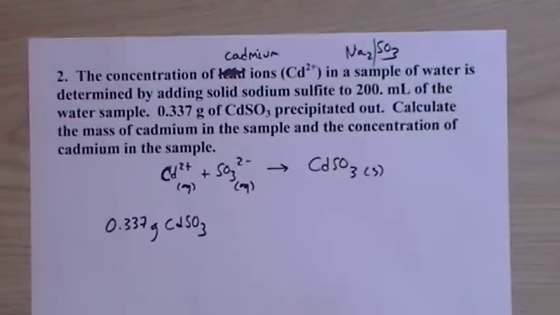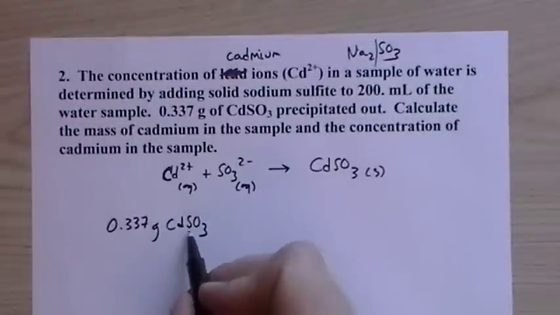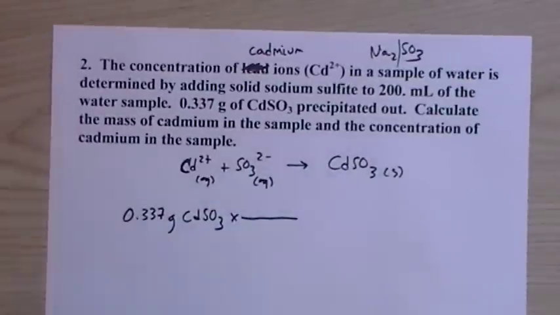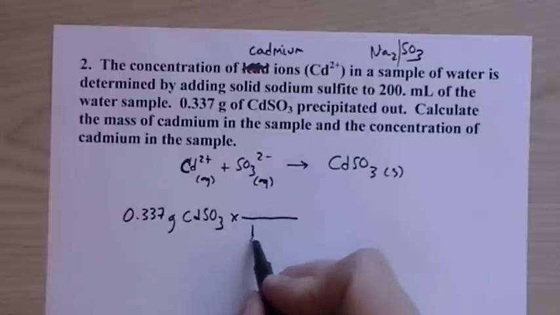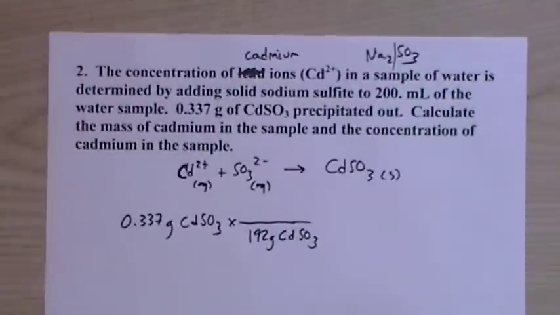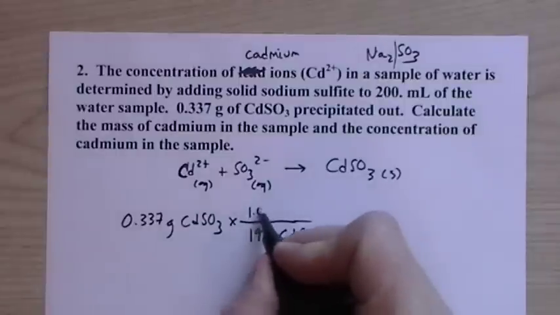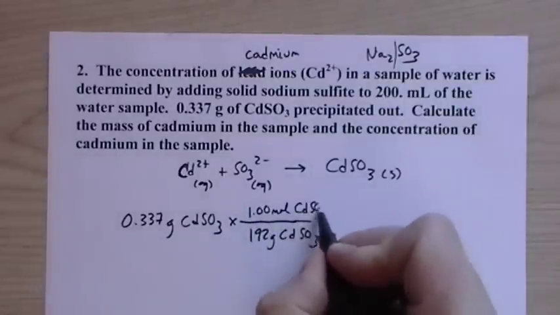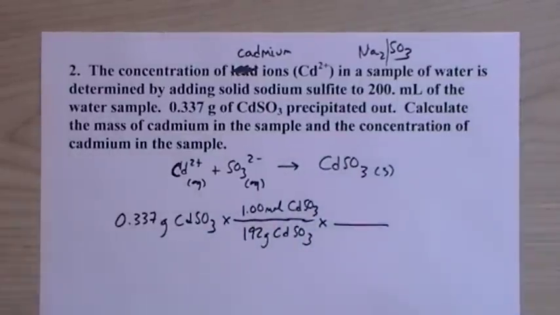So we see, again, a precipitate. What we're after is the cadmium. We have something else attached to it, so we have to get rid of that extra. So cadmium is 112. Sulfur is 32, and oxygen is 48. So this is 192. I'm going to double check that right now. 48 plus 32 plus 112, 192. Okay. So 1 mole of the cadmium sulfite is 192 grams.